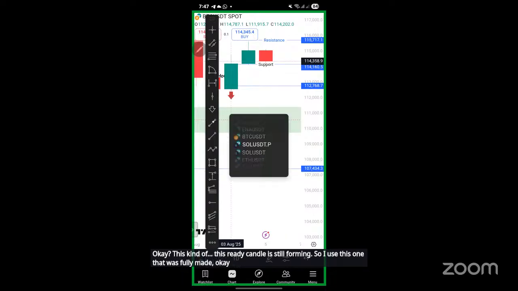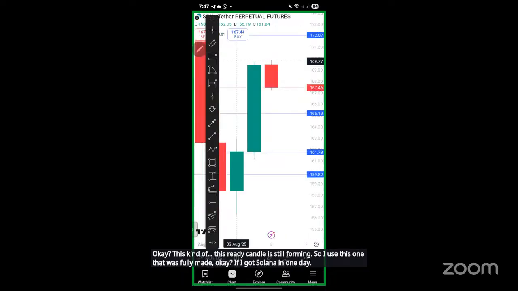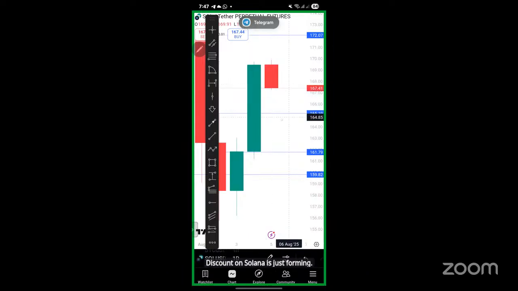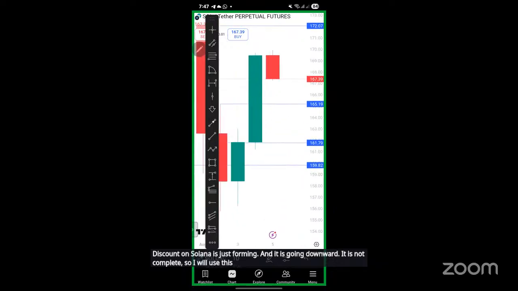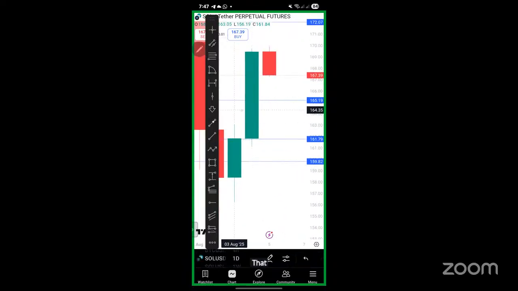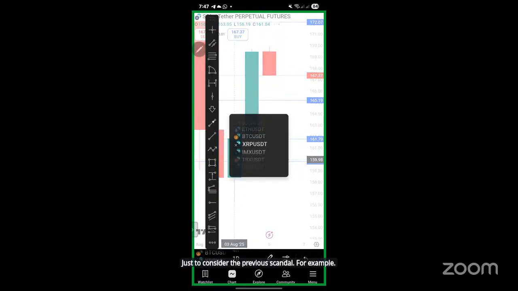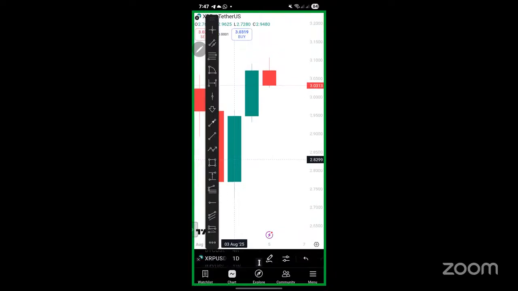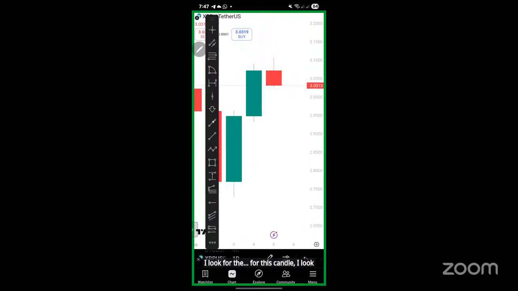If I get Solana in 1 day, this candle is just forming and it is going downward. It is not complete, so I will use the previous candle that is already formed. It doesn't matter whether it is red or green. For example, when I go to XRP, I look for the previous candle.